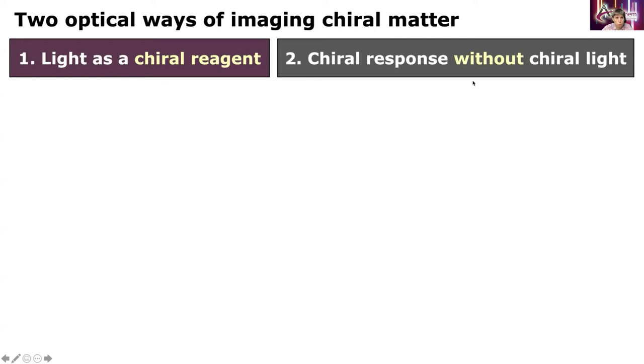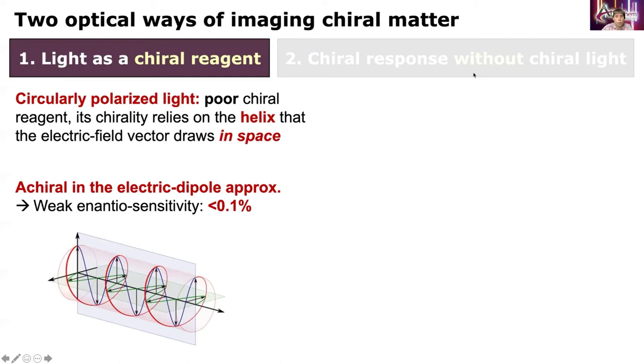So in this first approach, we rely on the chirality of light to probe the chirality of matter. Traditionally, this has been done using circularly polarized light, which is chiral because it creates a helix in space. And helices are chiral. But there is a problem here: the pitch of this helix, the distance between this point and this point, is too large compared to the size of the molecules.